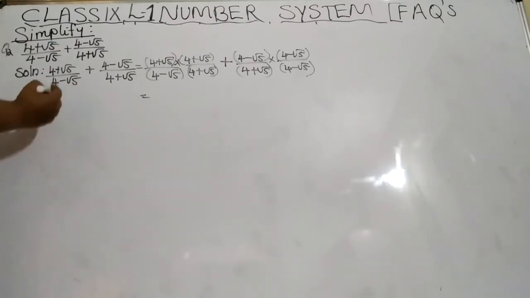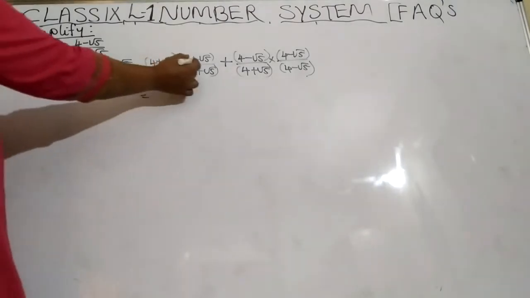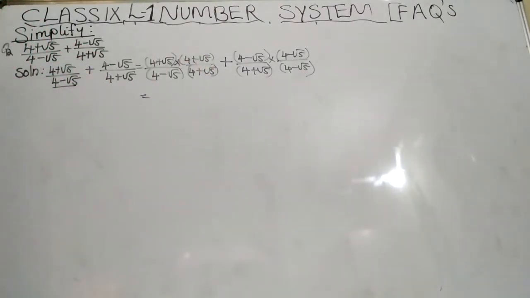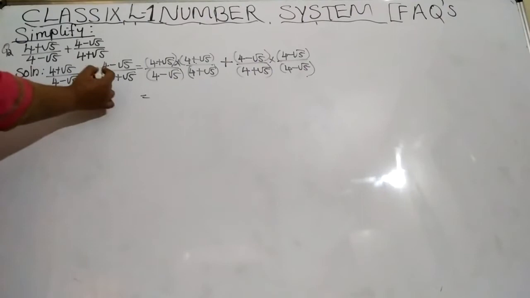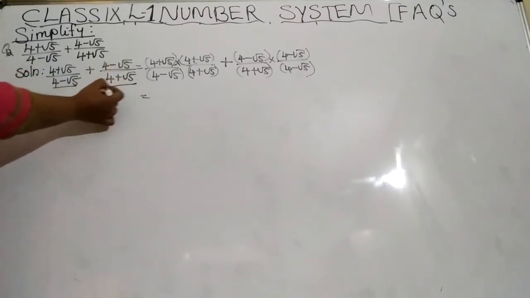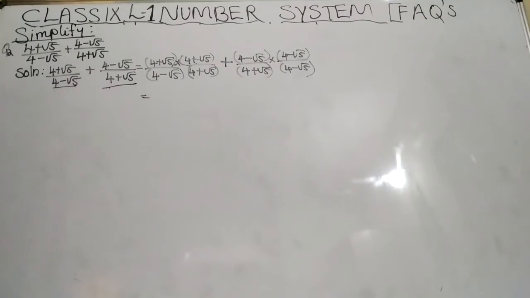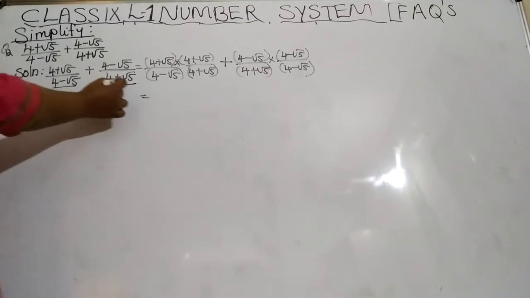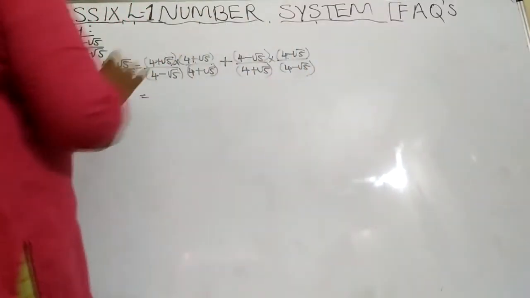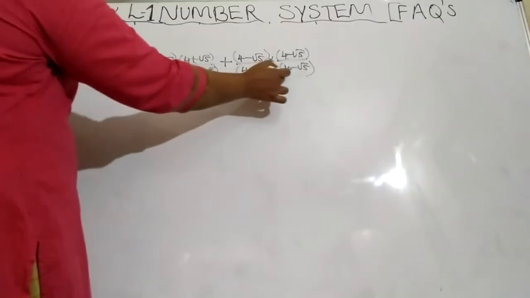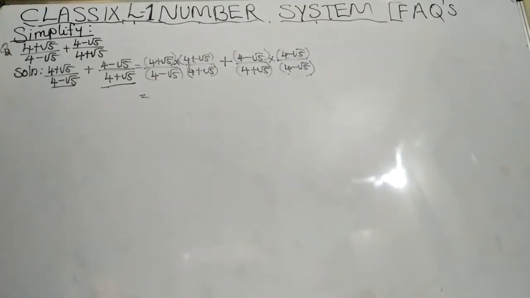Here the rationalizing factor of 4 minus root 5 is 4 plus root 5. So we multiply 4 plus root 5 upon 4 minus root 5 into 4 plus root 5 upon 4 plus root 5. Similarly, the second term is 4 minus root 5 upon 4 plus root 5, and the denominator is 4 plus root 5. So the rationalizing factor of 4 plus root 5 is 4 minus root 5. So the second term is multiplied by 4 minus root 5 upon 4 minus root 5.